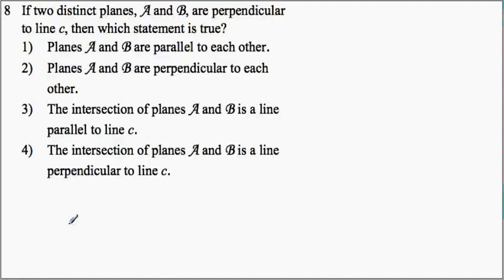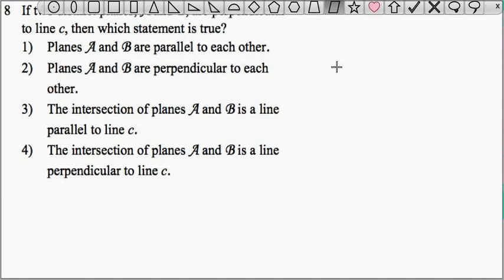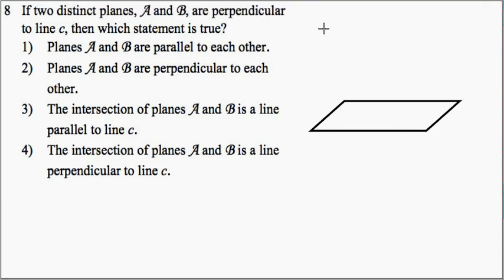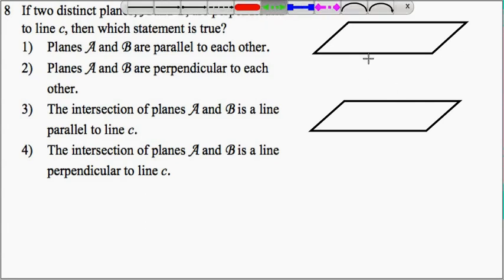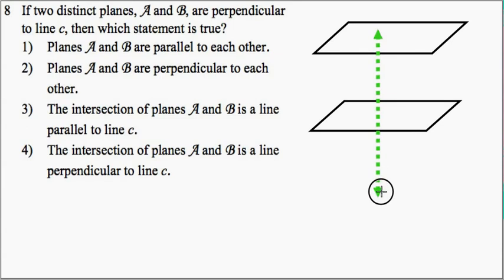Number 8. Two distinct planes A and B are perpendicular to line C. Then the only thing that's possible would be this. Imagine this is a plane and another plane is given here. Then the only way that's possible is where line C is perpendicular to both in this way. Now, what do you realize about those two planes? They must be parallel to each other. That would be the correct answer, as you can see.